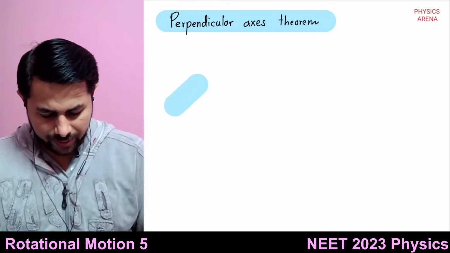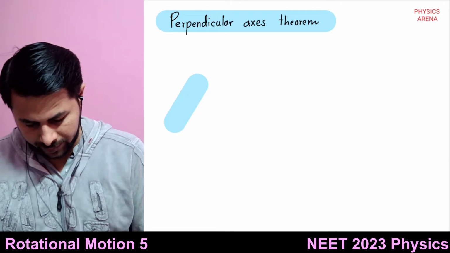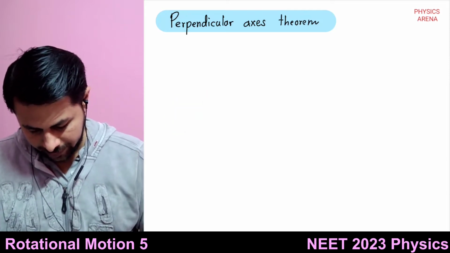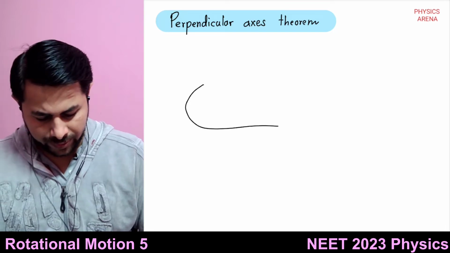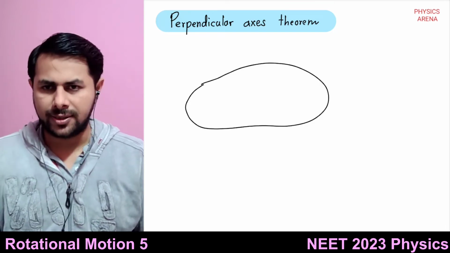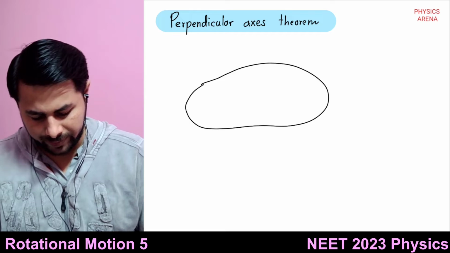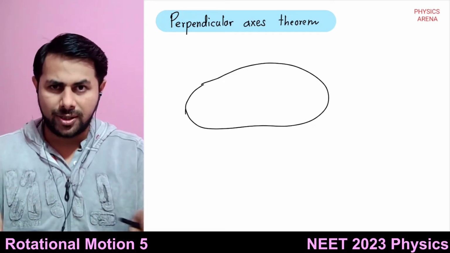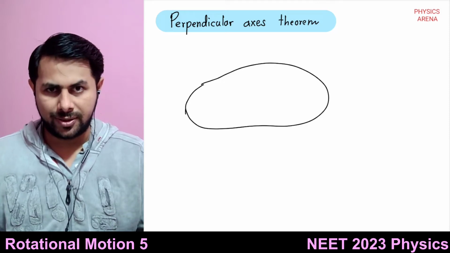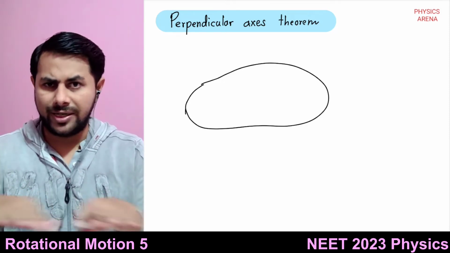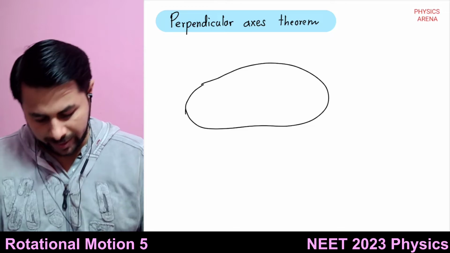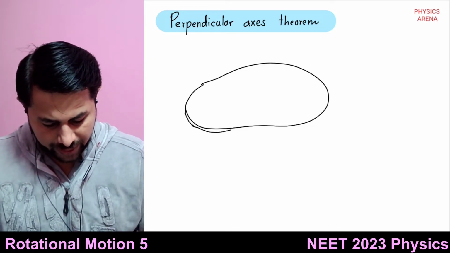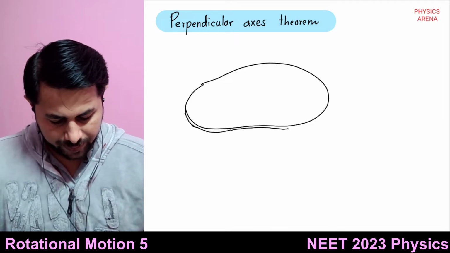So let's suppose we have a body like this. This is a laminar body. So what do you mean by laminar body? It's a very thin body which can lie in a plane. The thickness of this body is very small.